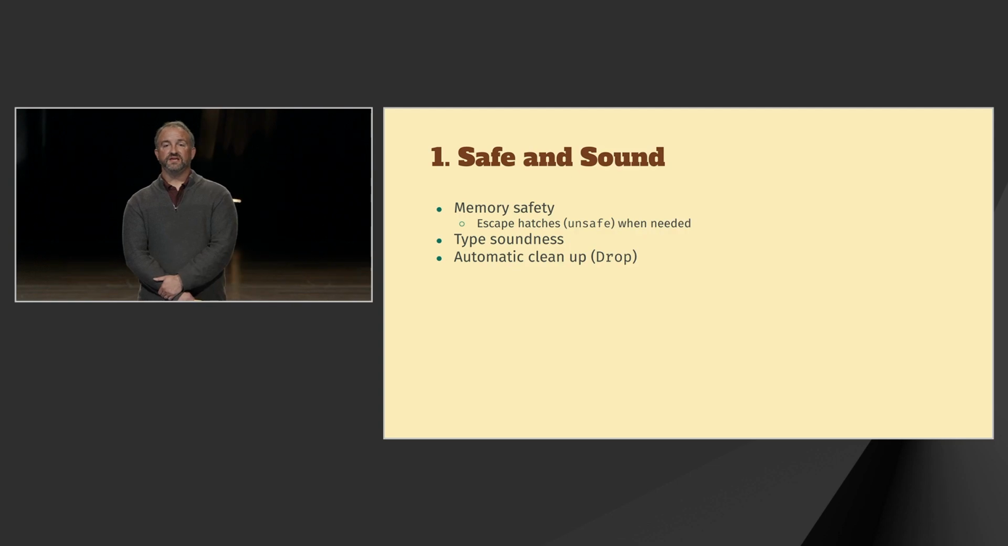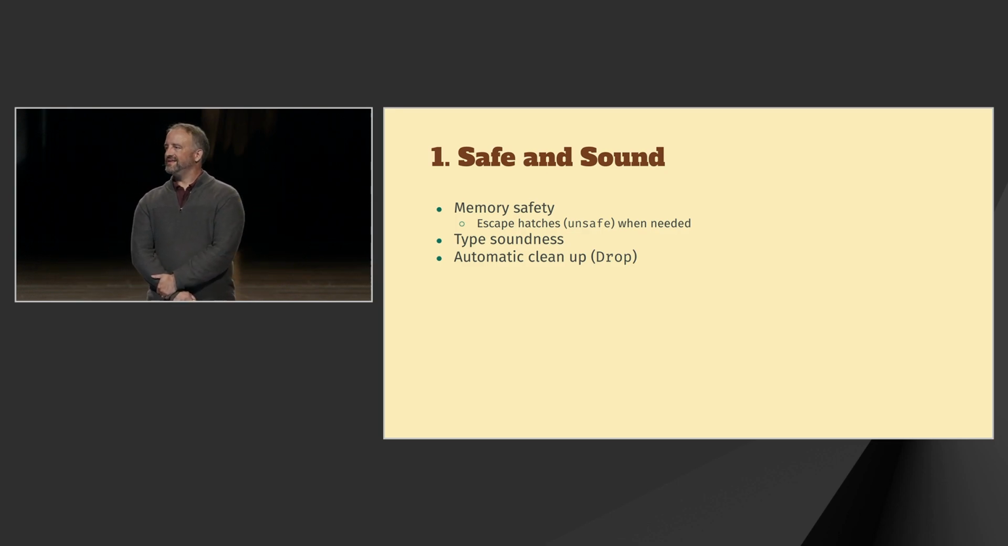And the first is this idea of being safe and sound, and that's that your program behaves as specified, the behavior is well-defined, you don't have things like out-of-bounds memory accesses. We have array bounds checking built into it. We rely on things like the borrow checker to prevent things like use after free and double free and all kinds of things like that.